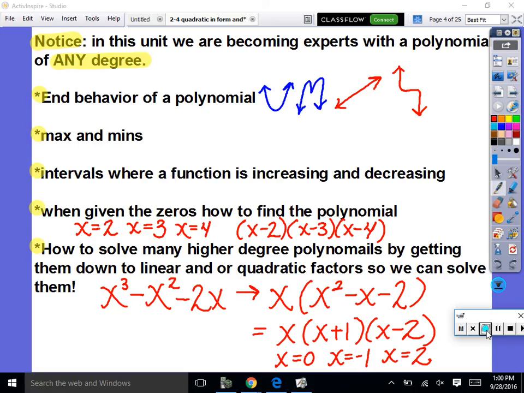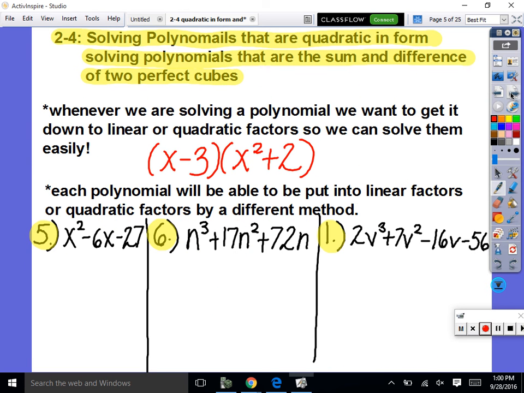Really, from here on out, the rest of the unit, we're just going to be solving polynomials, and the goal is always the same. You either get it down to linear or quadratic factors. But just like with a quadratic, you know how we had to learn different ways to solve different types of quadratics? That's what we're doing with polynomials. We're learning different ways to solve different types of polynomials that you're going to see. But the goal is always going to be the same. We need to get it down to linear or quadratic factors. This is all just a review of what we've learned so far.